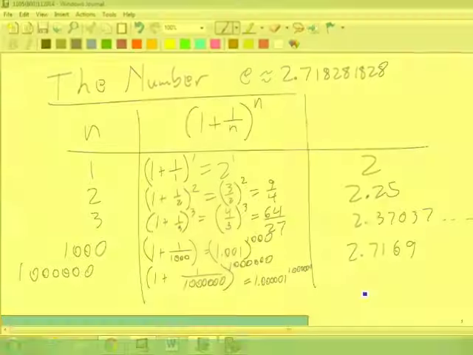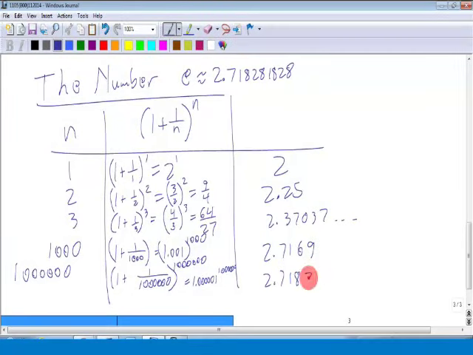2.71828. I think if you put in 10 billion, you can get it to agree to as many decimal places as the calculator is willing to show. But the key here is the expression 1 plus 1 over n to the n is the expression that we need to come up with the PERT formula.